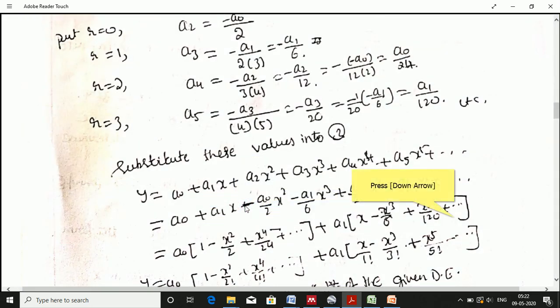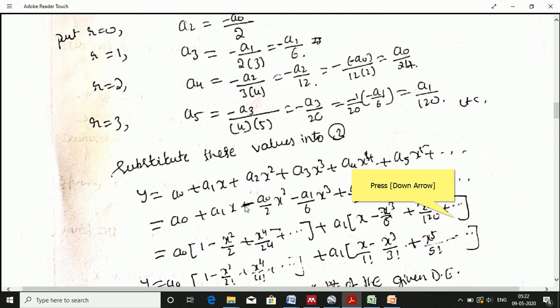Okay. And a2 is minus a0 by 2 into 2x square. a3 is minus a1 by 6 x cube. a4 is a0 by 24 x power 4. a5 is a1 by 120 into x to the power 5 plus dot dot dot. Take a0 as common in those terms wherever it is present.